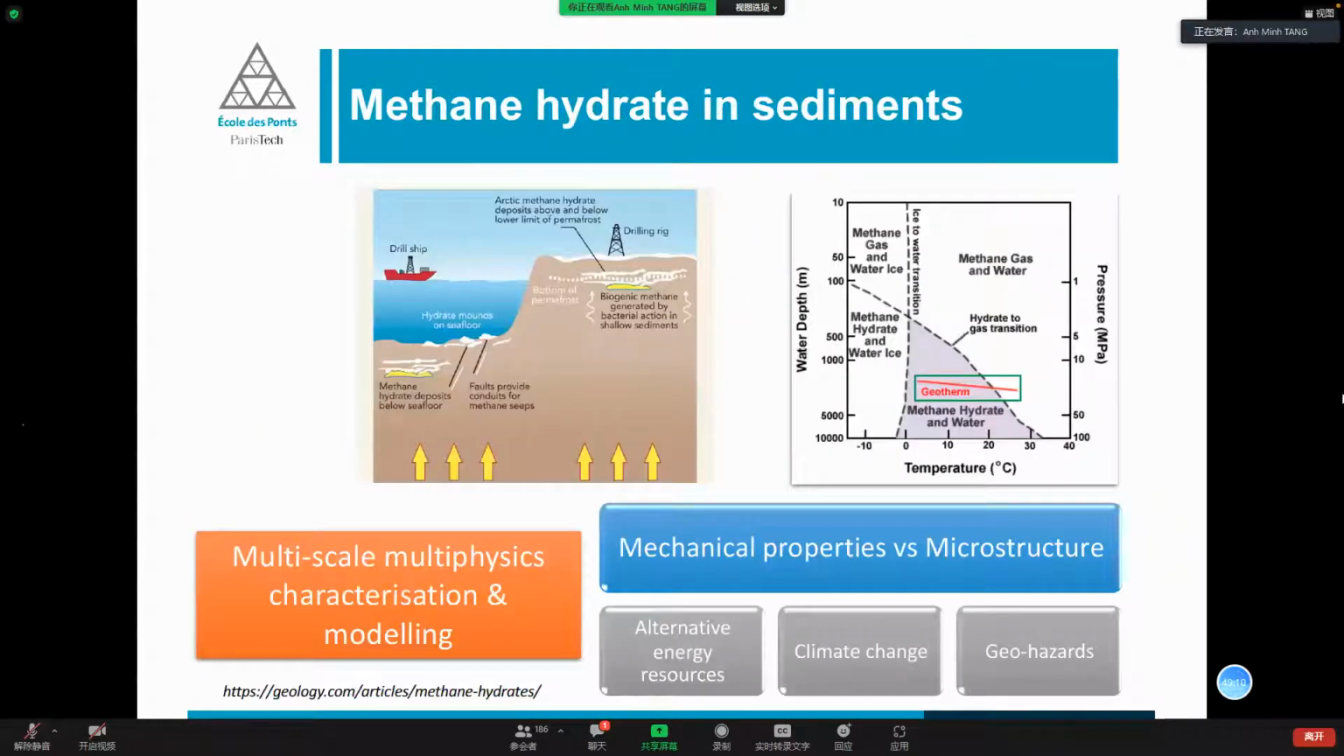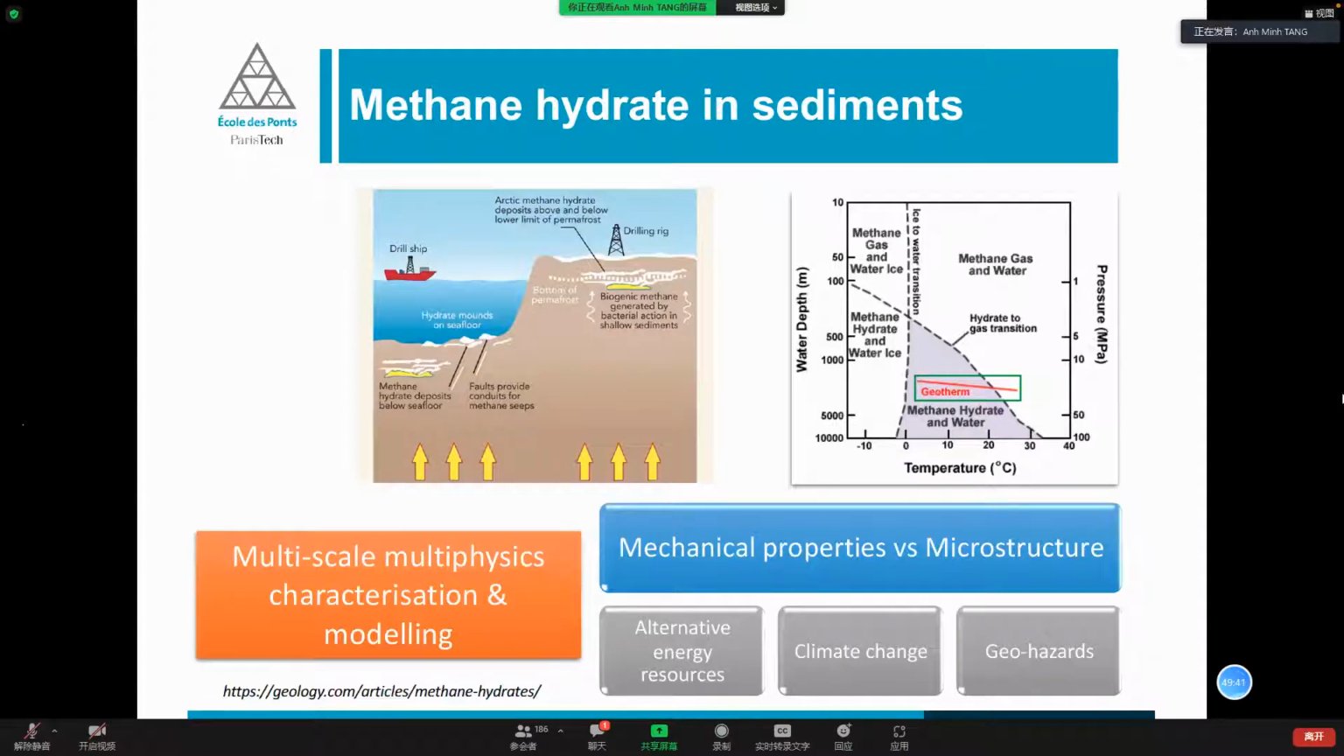So just to come back to summarize this work quickly, this is a very complex question on methane hydrate in sediment. There is a lot of ongoing work. What we did here in our lab, we tried to perform a multi-scale characterization, and we realized that there are lots of physical phenomena inside. And for the modeling, it's very, very complex.